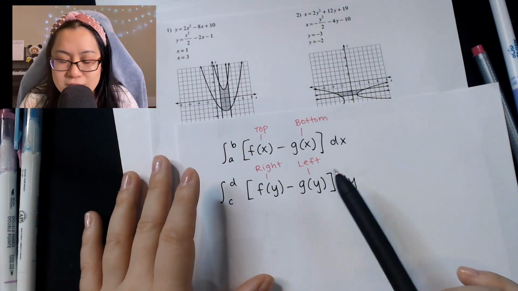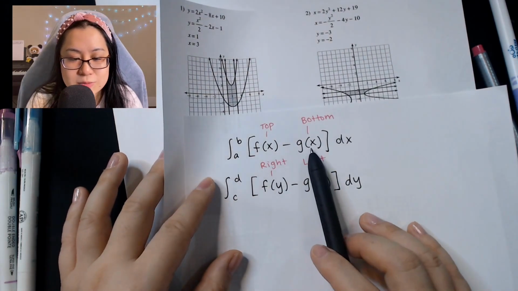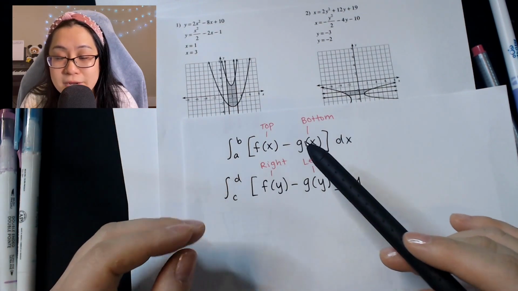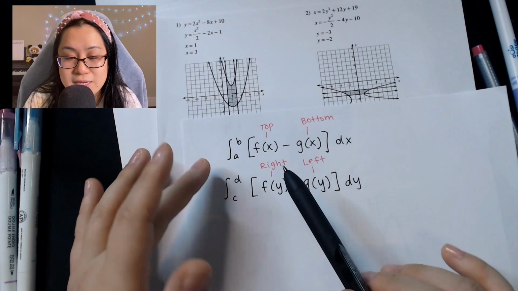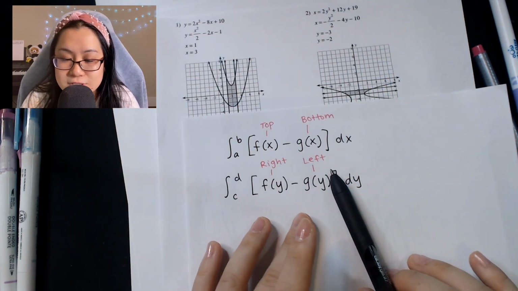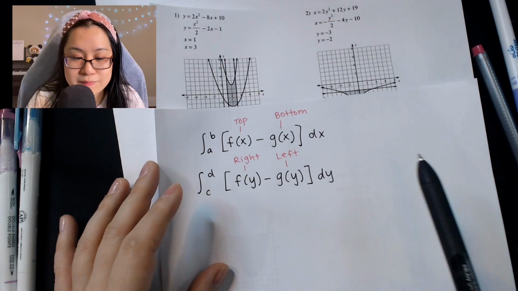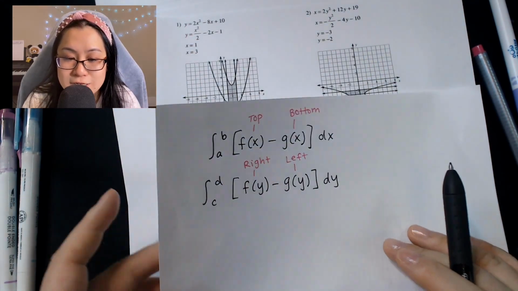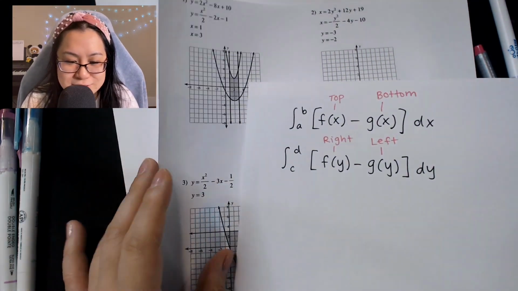Sometimes we have to break the interval down, but in this case we're talking about there being a top function and a bottom function over an entire interval a to b, or a right one versus a left one over the interval c to d for y. Okay, so you label which one is f and which one is g, and in fact that's pretty much most of the work for this kind of question.